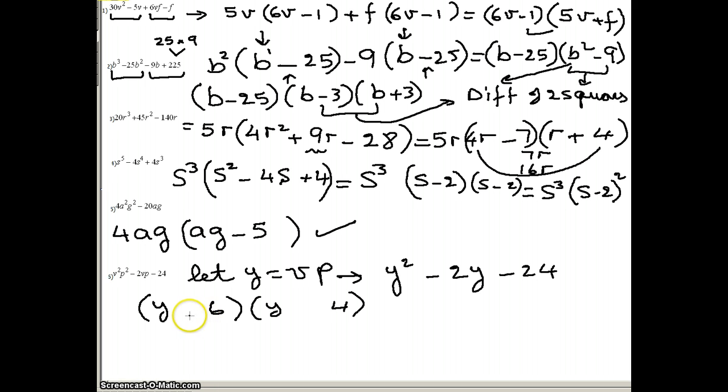So it would be y minus 6 and y plus 4. The product is negative 24. The sum is negative 2. And now I can replace y by vp, and that's it. We'll be done: (vp minus 6) and (vp plus 4). And that would be the final answer. I hope that helped. Good luck.